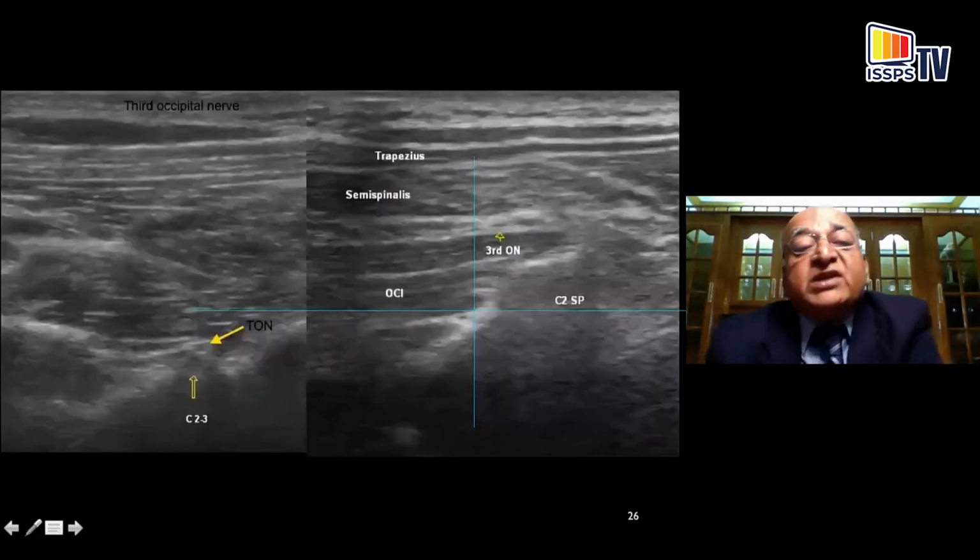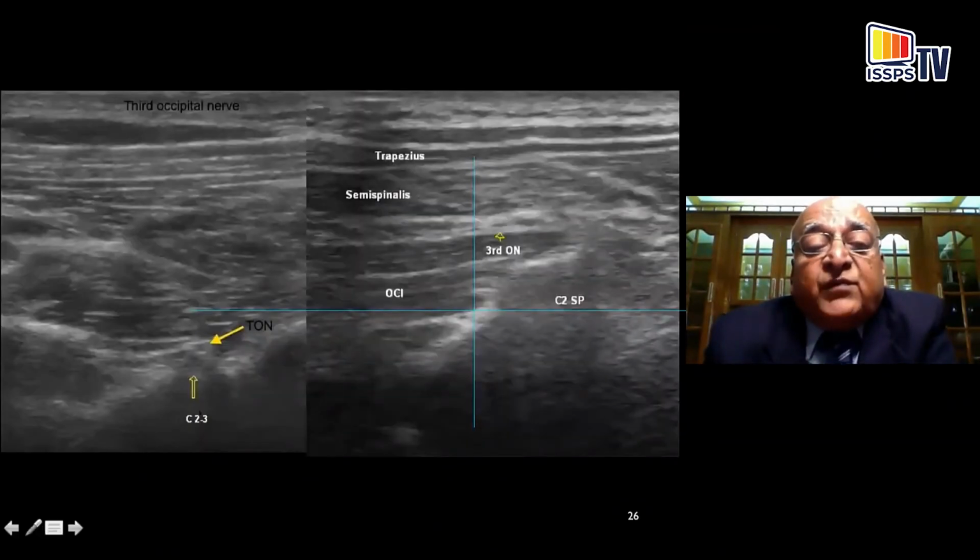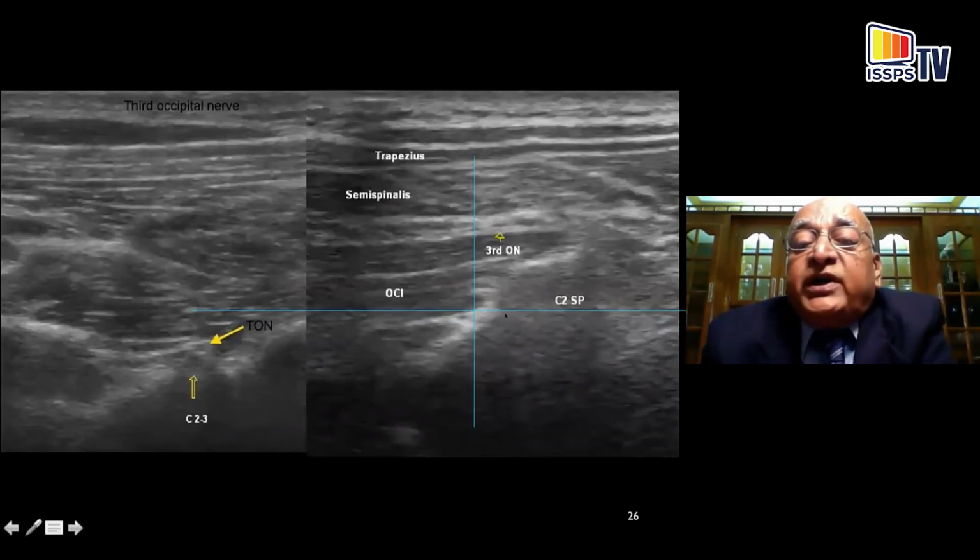Now, there are two locations where you can identify the third occipital nerve. One is over the C2-3 joint, as I mentioned to you. The other one is when you're looking for the greater occipital nerve, the third occipital nerve is likely to be much more medial and closer to the spinous process of C2.